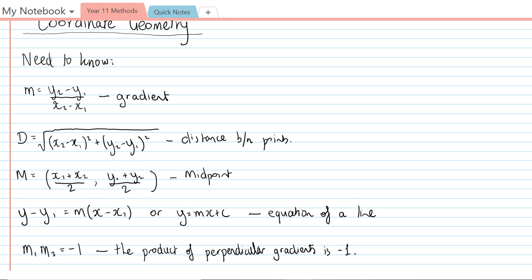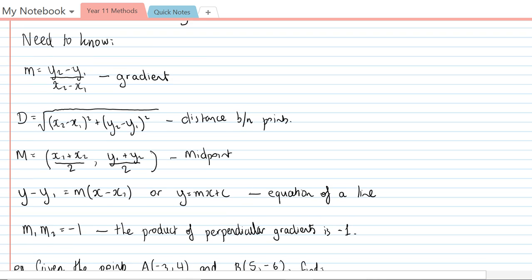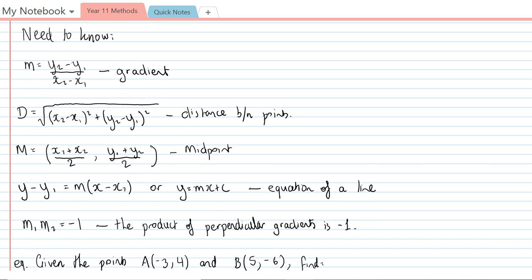You need to know that the midpoint of an interval is just found by taking the average of the x values and the average of the y values. You need to know that you can calculate the equation of a line using either of these two formulas, so y take y1 equals m bracket x take x1, or just y equals mx plus c, whichever you prefer. Personally, I prefer the y take y1 rule, and I'm going to use that in this video. And the last one is that the product of perpendicular gradients is -1. So when we have m1 multiplied by m2, they should equal -1.